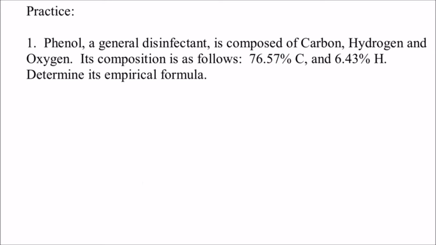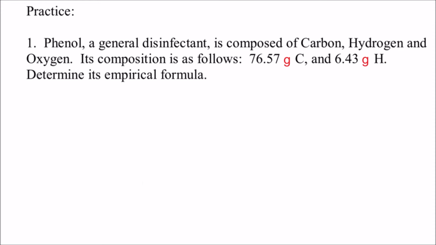First of all, they gave us percentages. Remember, when they do that, we're going to assume that we have 100 grams of the sample to start with. The sample in this case would be phenol. And when we do assume that we have 100 grams, we're able to just go in and change those percentages into grams.